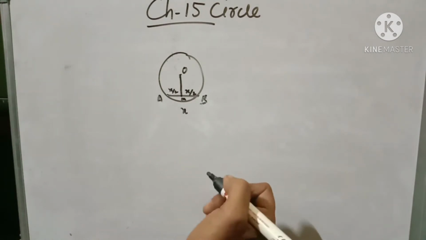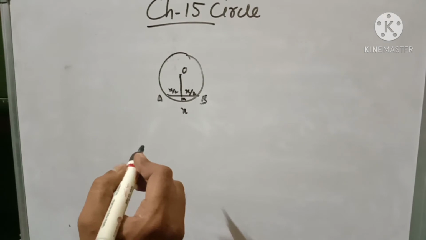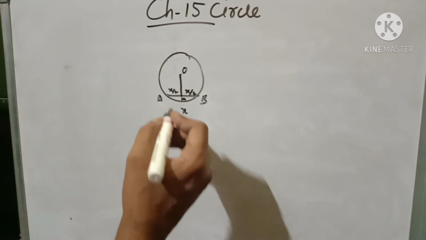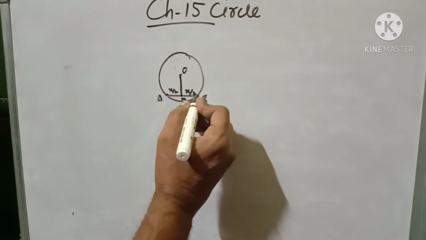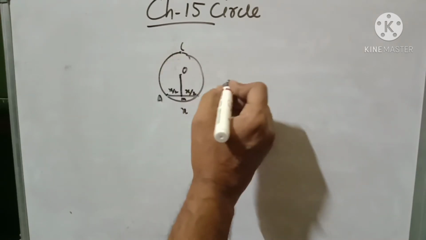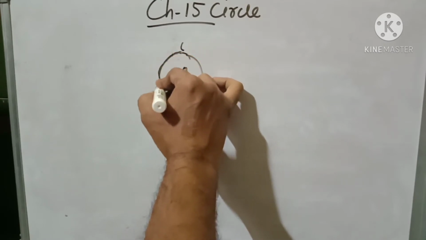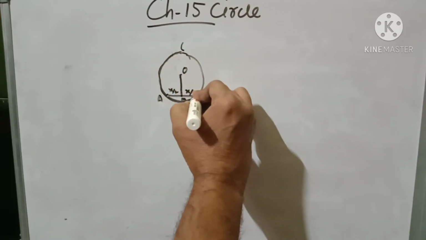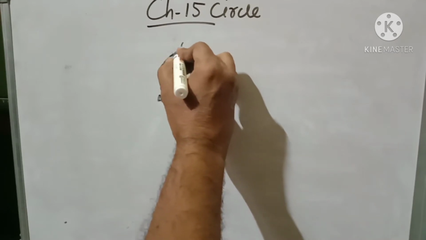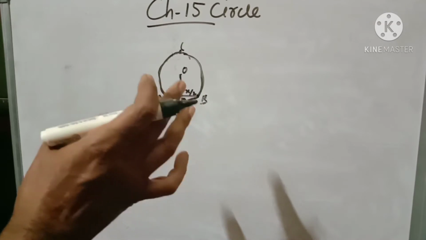There is one and only one circle that can pass through three given non-collinear points. Suppose one point A, another point B, and this is C. These are non-collinear because they are not on the same line. So see, 1, 2, 3 points are there. These are known as non-collinear points.